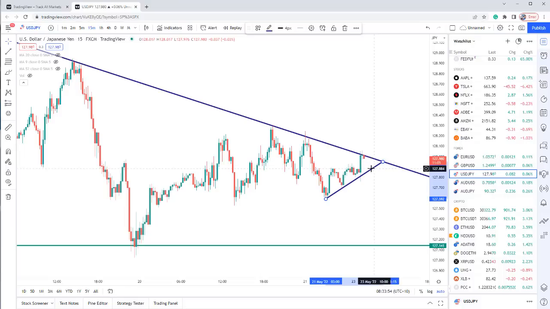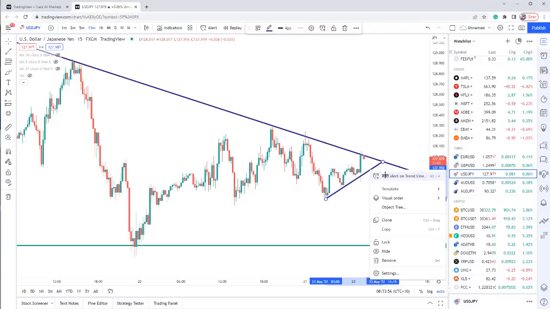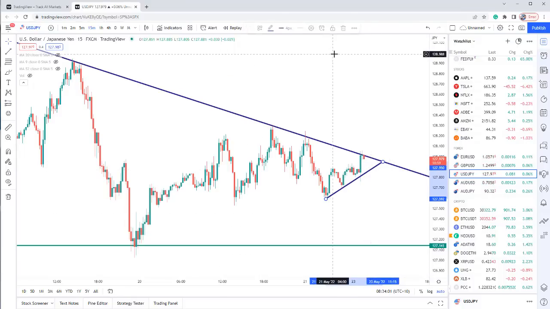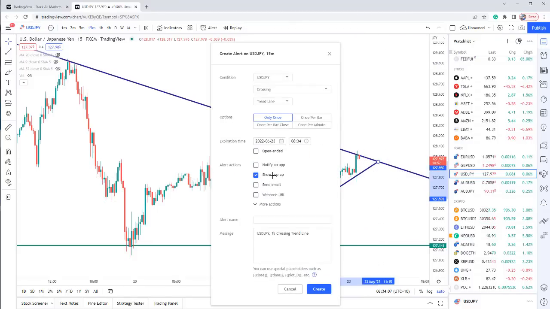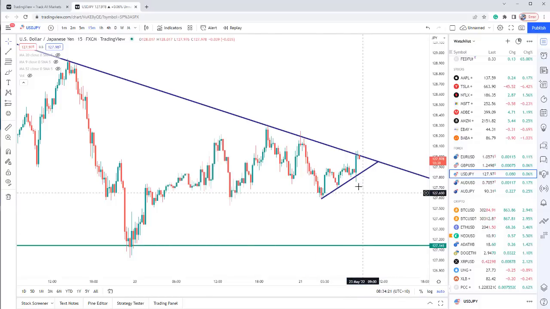In fact, I'm going to create a price alert for that one. So let's actually create, add alert on trend line. Only once, yes. It's going to be USD JPY. I'm going to create. Okay, cool. So now I've created that.